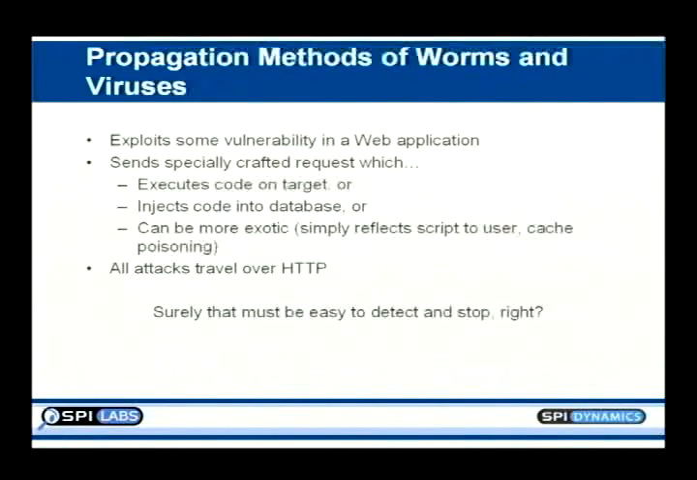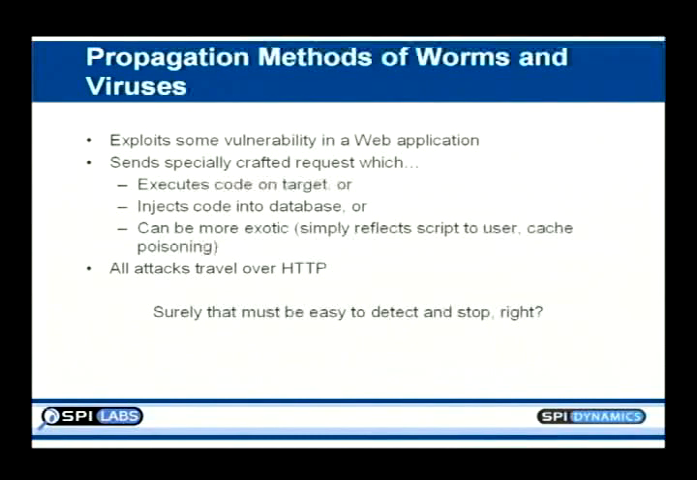So how do these things propagate, right? I mean, they've got to get from somewhere to somewhere. And what we're ultimately doing is we're exploiting some type of web application. We're going to send some specially crafted attack at some target, and it's going to execute code on the target or inject some type of code into the database. Maybe more exotic, I'm going to reflect user script and poison some caches. I don't really want to go into that, but there's some crazy stuff you can do to propagate these things. The key is, this is web stuff, right? It's all traveling over HTTP.